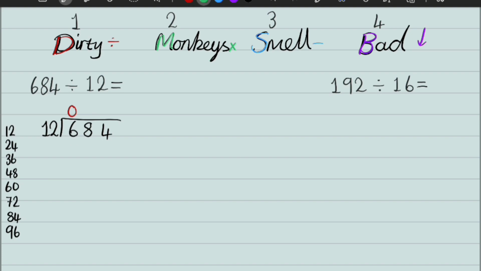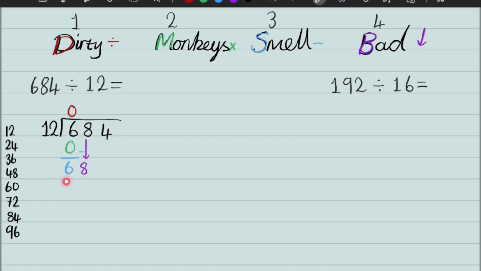Okay, what was 12 multiplied by 0? 0. Okay, moving on to step 3, subtract. Let's do a little line here, column subtract. 6 subtracting 0 gives me 6. And lastly, I'm going to bring this next number down. I'm bringing down the 8, and my new number is 68.